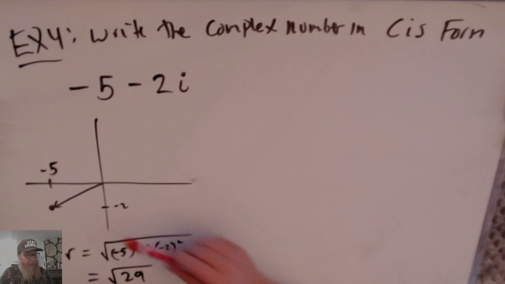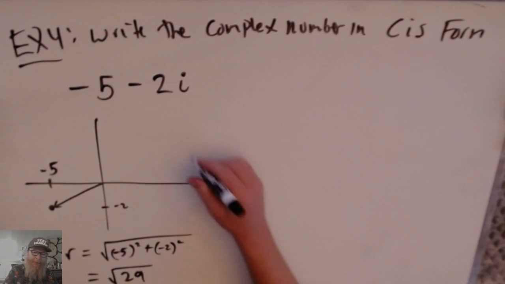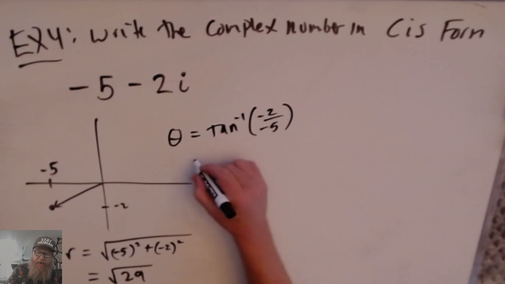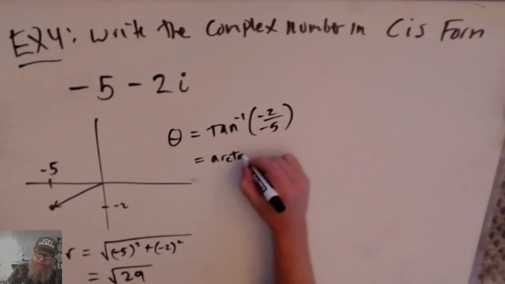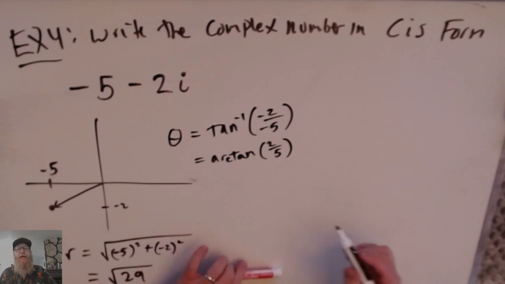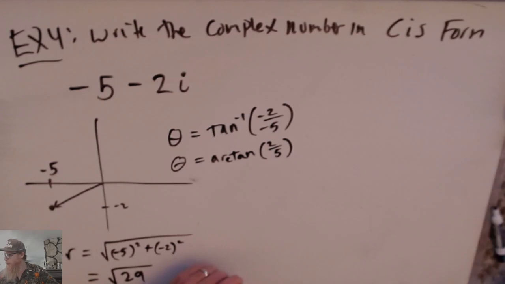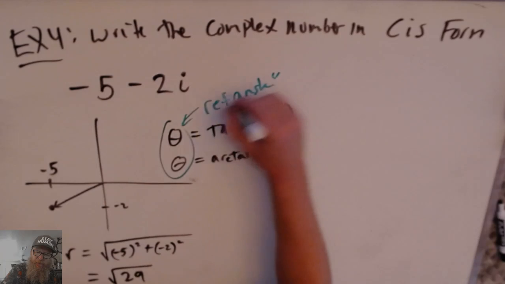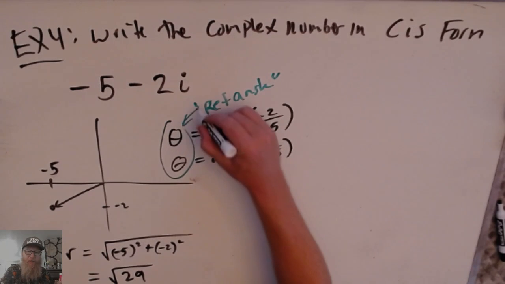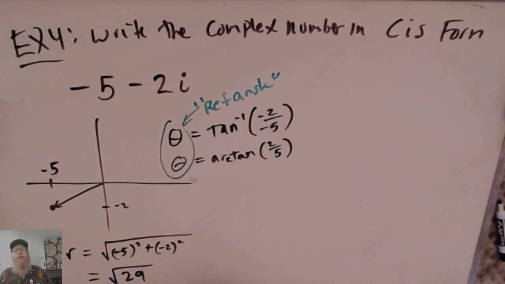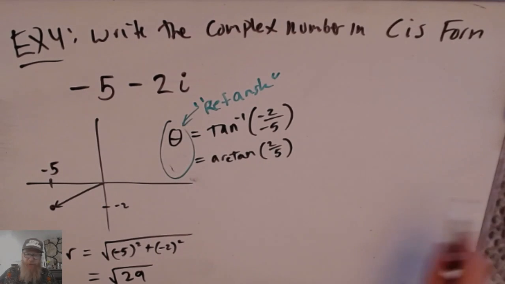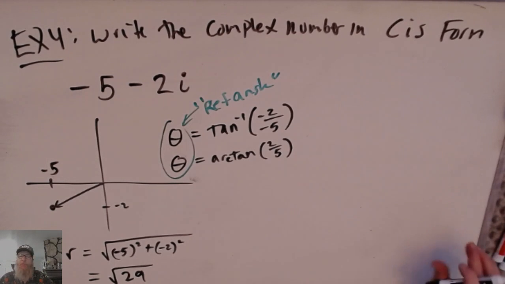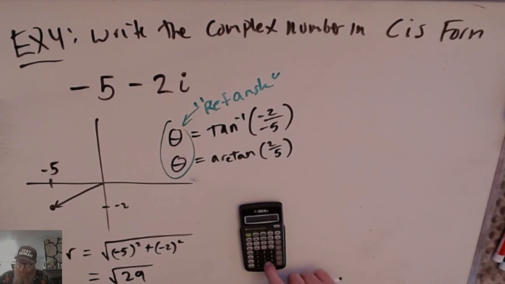Your theta, I've got to be careful because we're in quadrant 3. So tan inverse of -2 over -5, or arctan 2/5. Now arctan 2/5 is going to give you a reference angle. It's not your actual angle, it's a reference angle. Some people use a different notation, like theta hat or something like that. I'm not going to bother with that. I don't need to introduce more symbols. So be careful, though. That's not your actual answer.